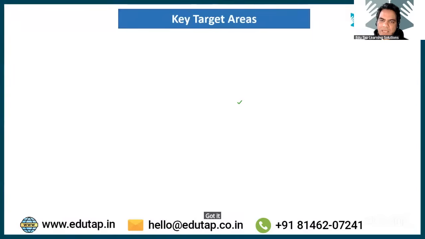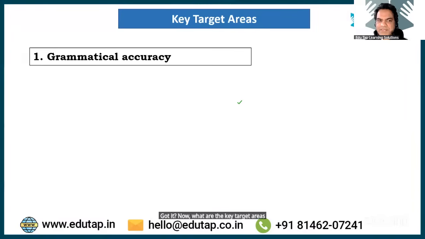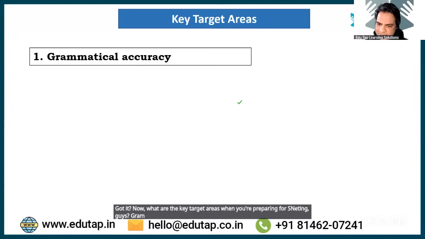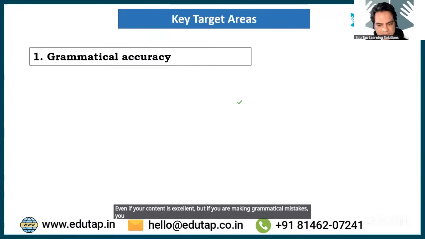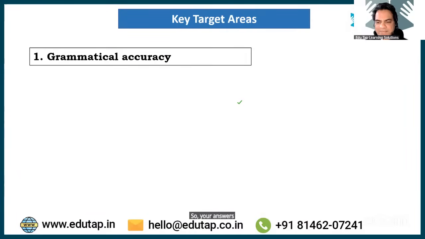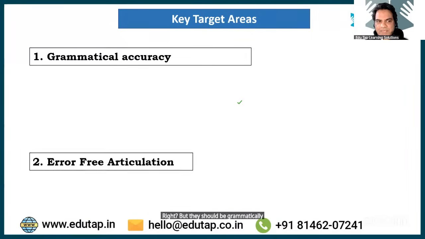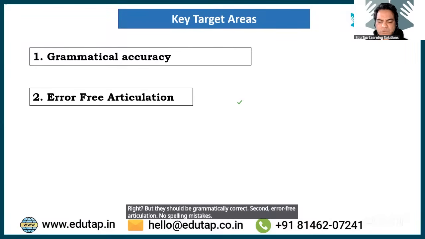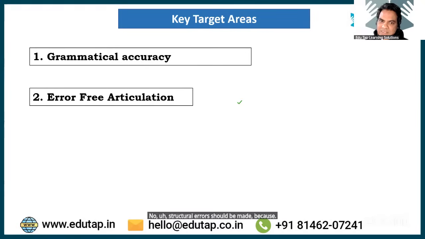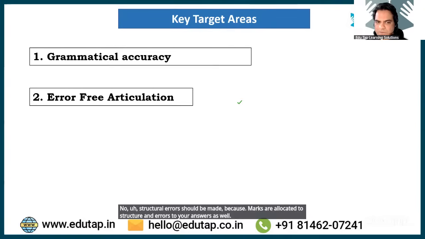Got it? Now, what are the key target areas when you are preparing for essay writing, guys? Grammatical accuracy, because I told you, even if your content is excellent, if you are making grammatical mistakes, you will lose marks. So your sentences can be simple, straightforward, but they should be grammatically correct. Second, error-free articulation. No spelling mistakes, no punctuation errors, no structural errors should be made, because marks are allocated to structure and errors in your answers as well. So marks will be deducted for it.